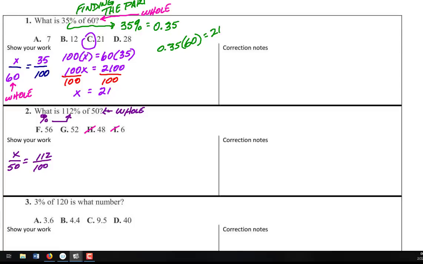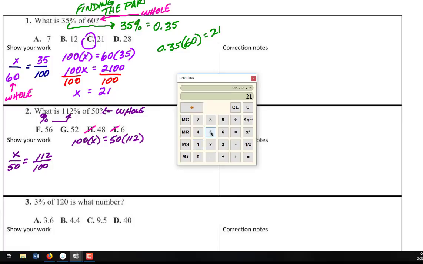So let's go ahead and solve that percent proportion. Step 1, cross products. So we're going to have 100 times x. We already know 100 is going to be our coefficient. We're going to have 50 times 112. Let's get the calculator out again. 50 times 112 gives us 5,600 equal to 100x. We are going to divide by the 100 on both sides, and we are going to end up with x equals 56, letter F.